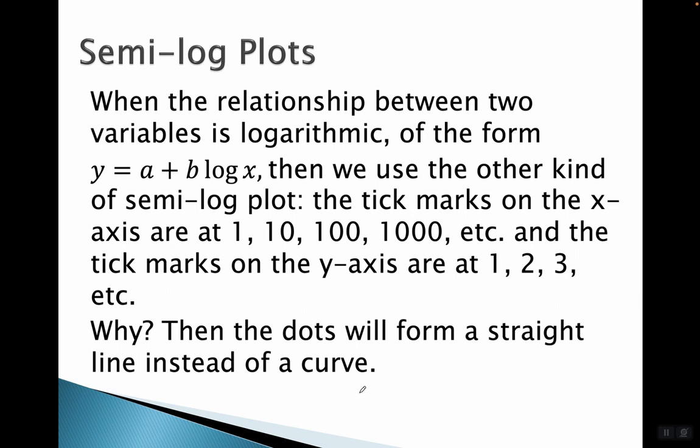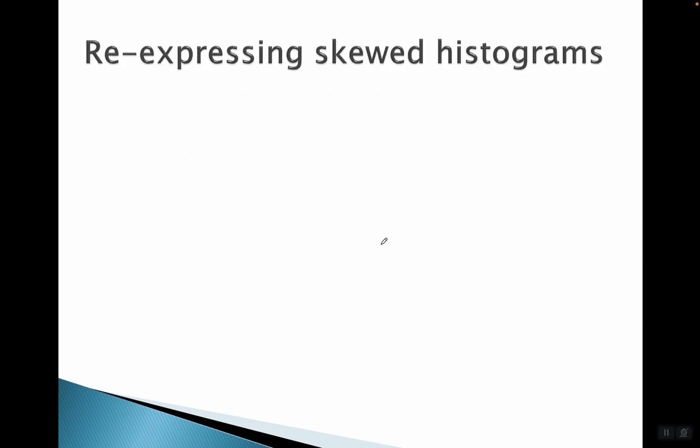When the relationship between two variables is logarithmic, in other words, it's of the form y equals a plus b log x, then we use the other kind of semi-log plot. The tick marks on the x-axis are at 1, 10, 100, 1,000, etc. And the tick marks on the y-axis are at 1, 2, 3, etc. And why do we do that? Well, as you might expect, then the dots will follow a straight line instead of a curve. So notice, in this case, it's the tick marks on the x-axis that are 1, 10, 100. In the other case we saw, it was the tick marks on the y-axis.